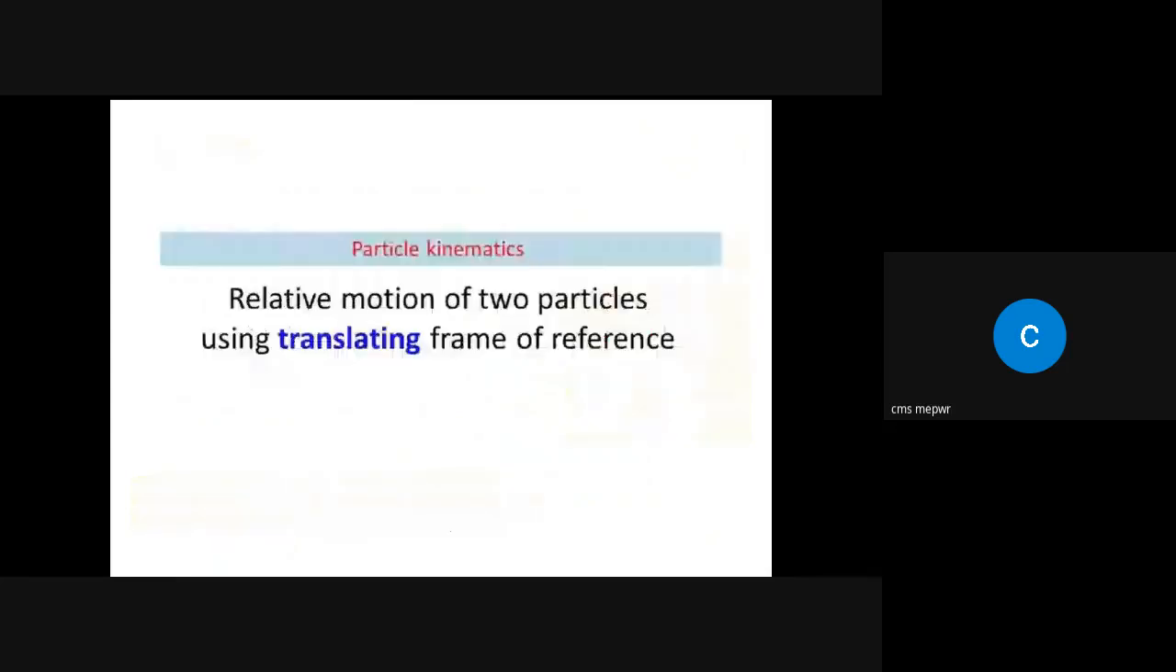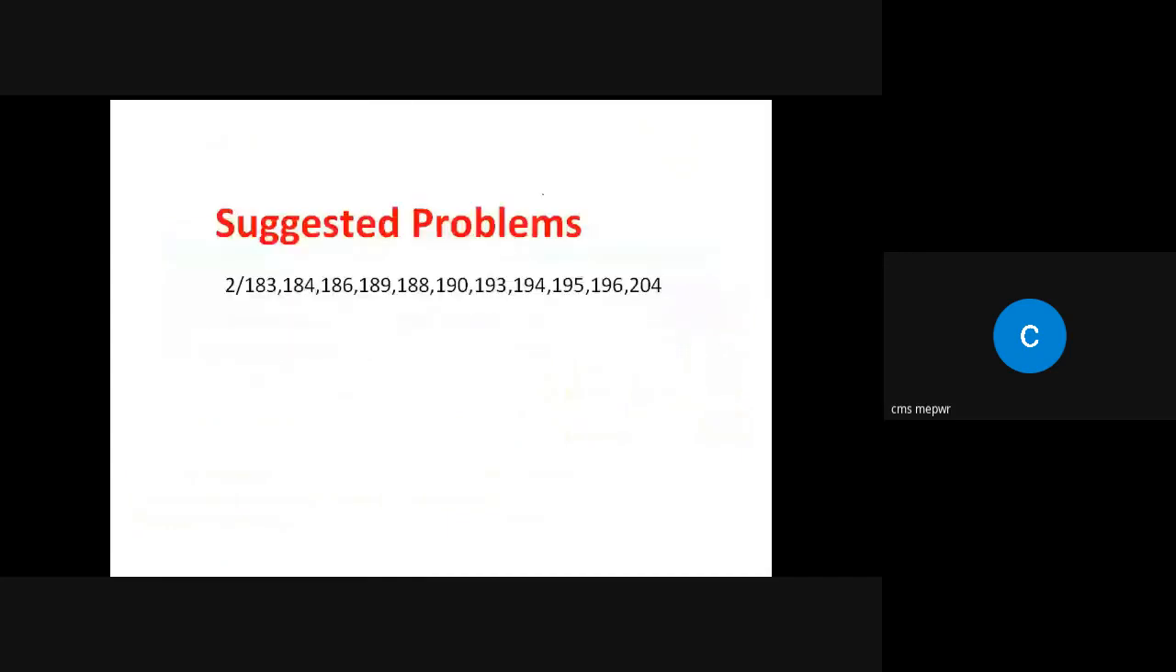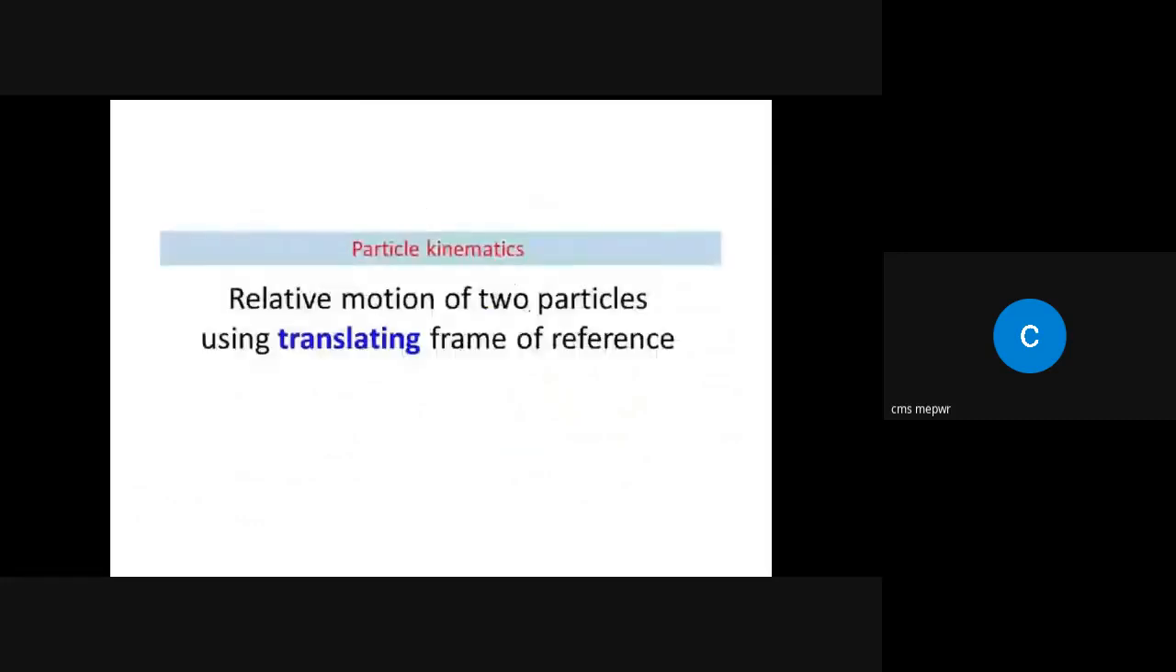Let me check. The problems that we suggest for the topic that we just covered are mentioned over here. Remember these problems, that is 183, 184, 186 up to 204, from the J.L. Meriam book. You need to go through these problems, and also cover problems related to this topic, especially those similar to the one that we just covered in our classwork. Here we have a small error; the slides are just misplaced.